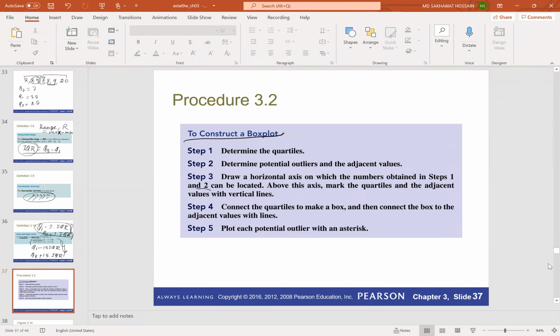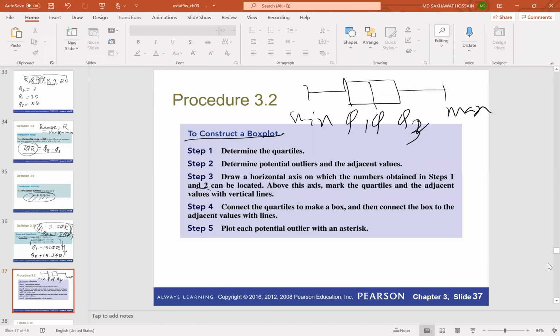Okay. So what is a box plot? A box plot, actually, it looks like this. So you need 5 numbers to construct a box plot. That means you need the 5-number summary to construct box plots. Usually, if there are no outliers, this is minimum, this is maximum, this is Q1, this is Q2, sorry, this is Q3, and this is Q2.